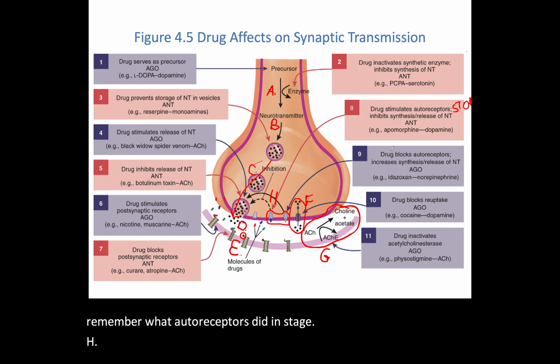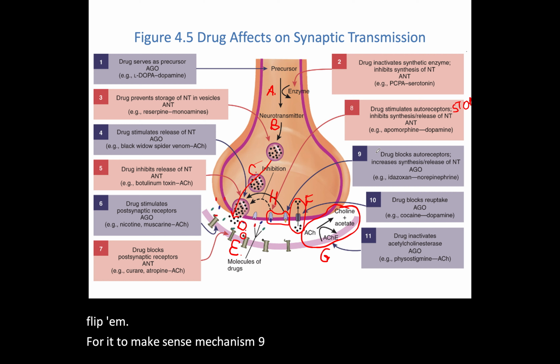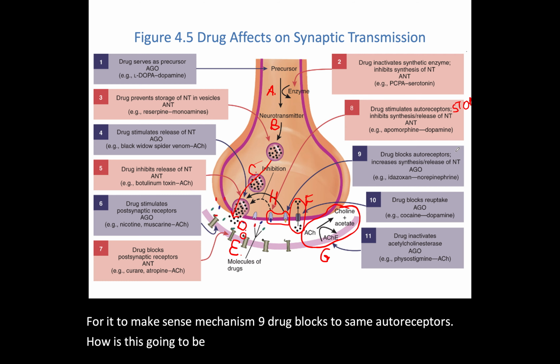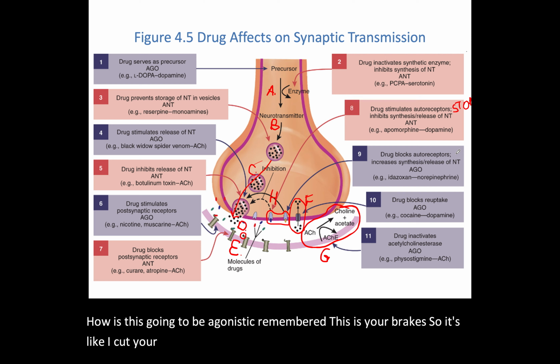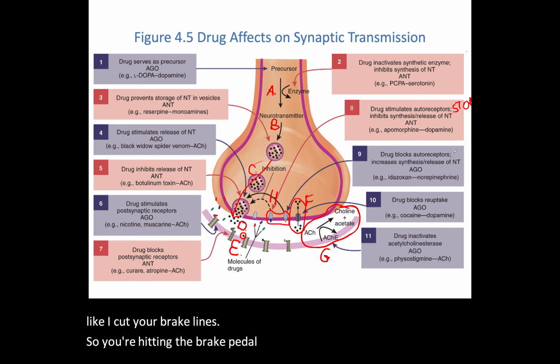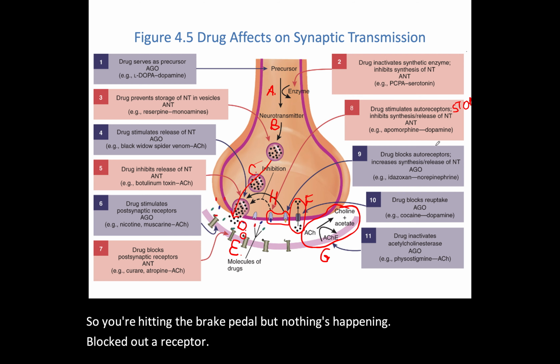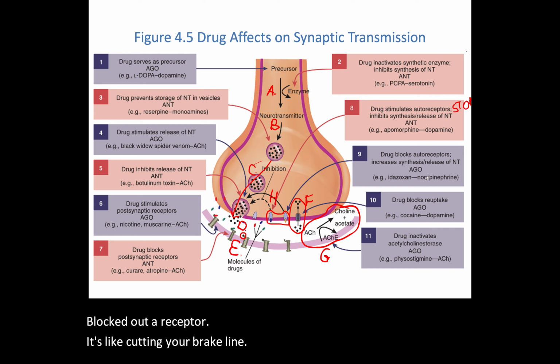Now, again, it might seem counterintuitive, but you just have to mentally flip them for it to make sense. Mechanism 9, drug blocks those same autoreceptors. How is this going to be agonistic? Remember, this is your brakes. So it's like I cut your brake lines. So you're hitting the brake pedal, but nothing's happening. If you blocked autoreceptor, it's like cutting your brake line. You will not stop neurotransmitter release. So you will release excessive amounts.